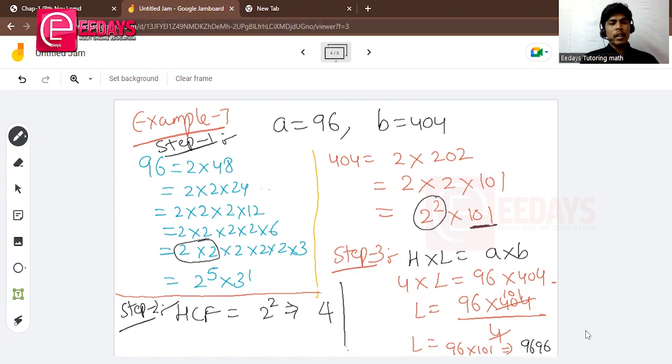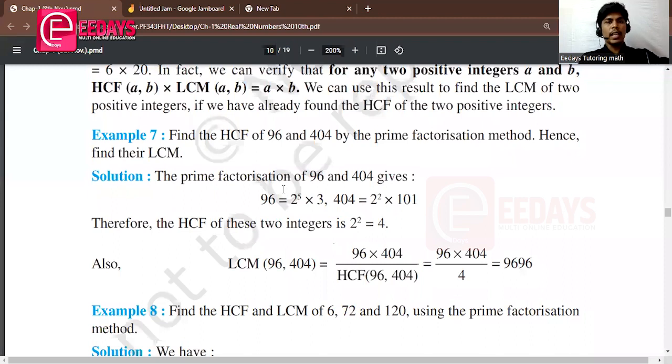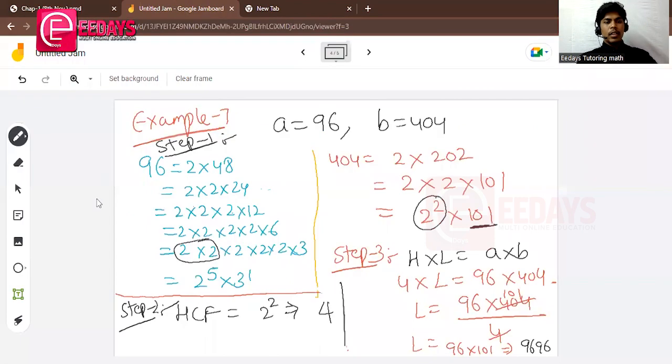So after giving the sum, observe the question carefully. What do we need to find? What data is given? Here, 96 and 404 are two numbers. The formula is HCF into LCM is equal to product of two numbers. So first find the HCF. How to find the HCF? Step one is to find the prime factors of the two numbers. I just write the prime factors: 2 power 5 into 3 power 1, and 2 square into 101. After that, step two is to find the HCF of the two numbers. HCF is nothing but you can take the common numbers.